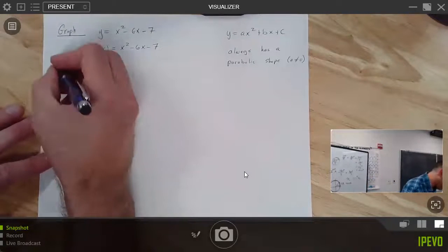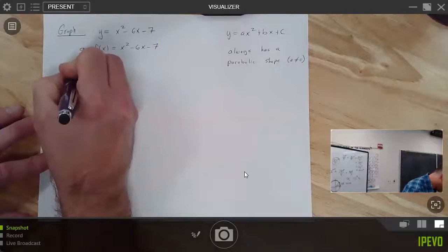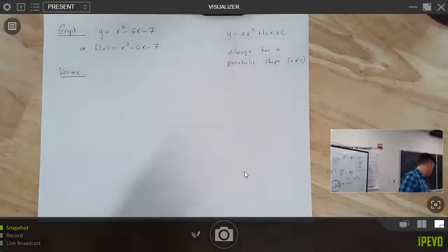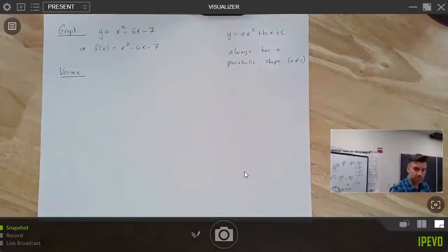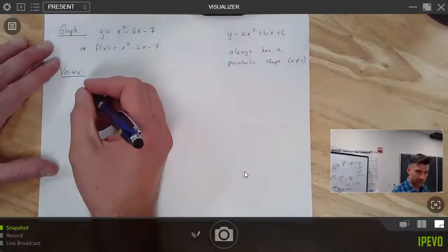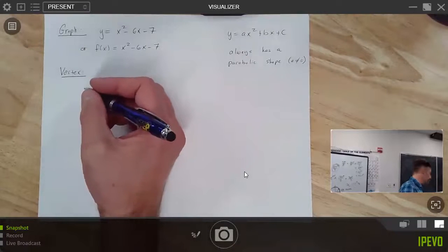So let's find the vertex first. I'm bending over a little too much. I should raise this up a little bit higher so I'm not hunched over as I write things. Yeah, that's a good idea. Use the things you got.